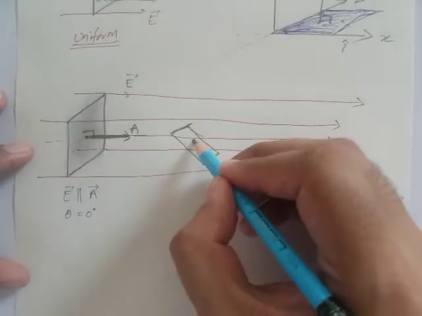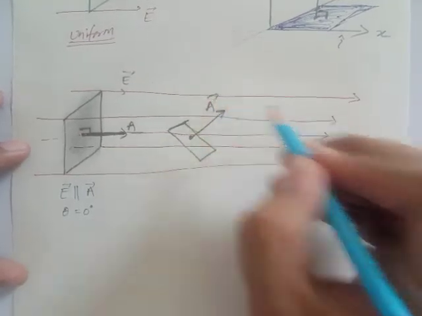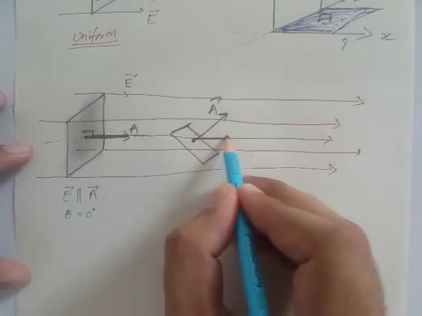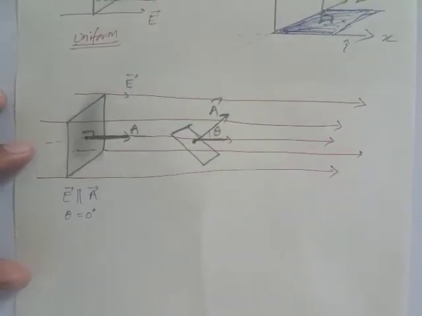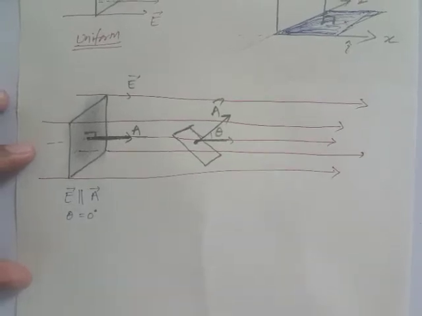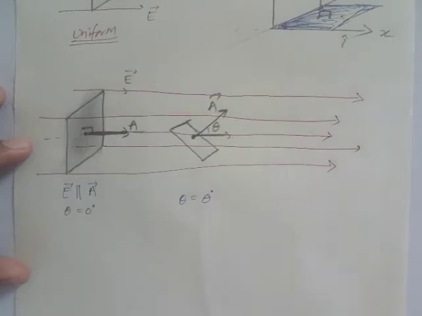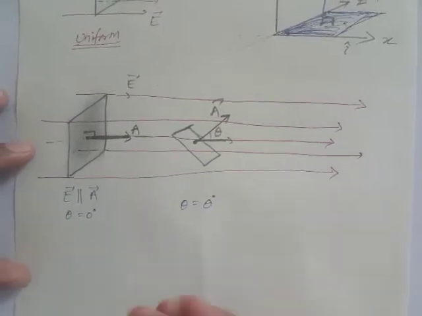It will be, as always, a 90 degree area vector. If I draw this, it is my area vector in this diagram, and it is forming an angle with respect to E. This is theta. Here they are not parallel to each other, so we consider theta equal to theta degrees, because we can't predict it, it may be in between.